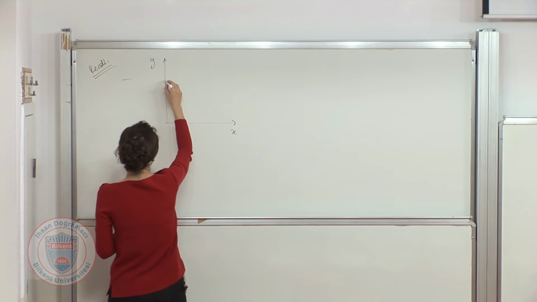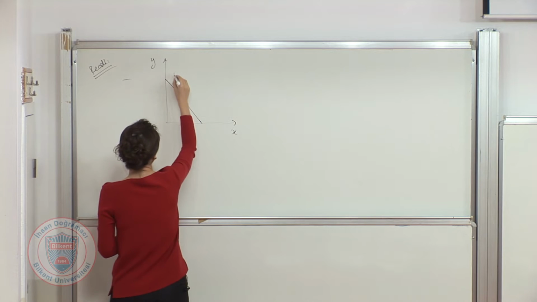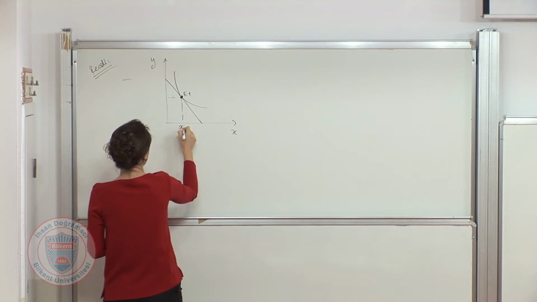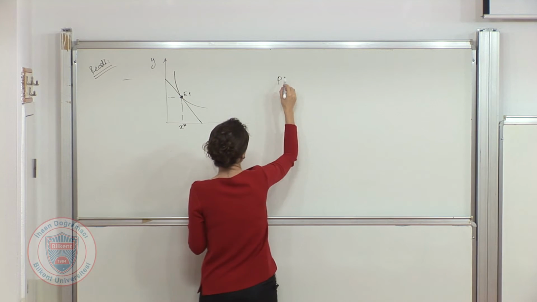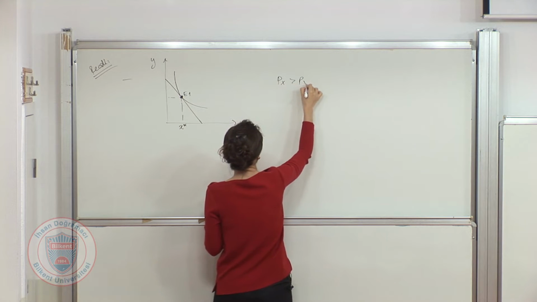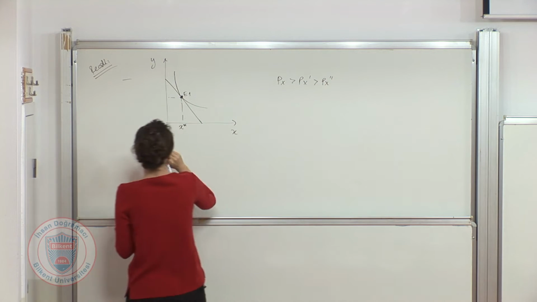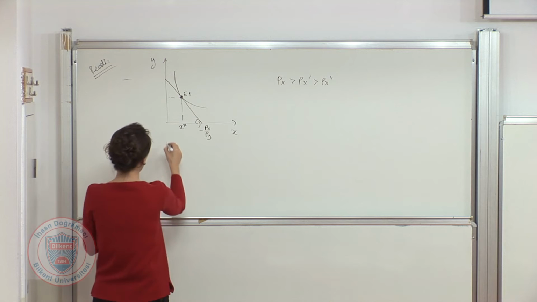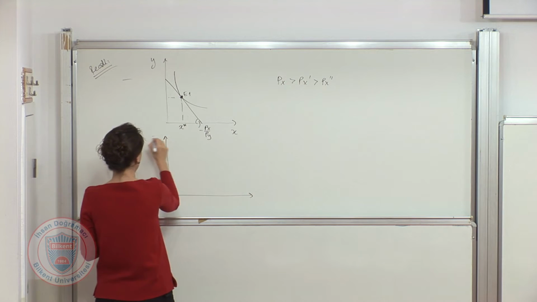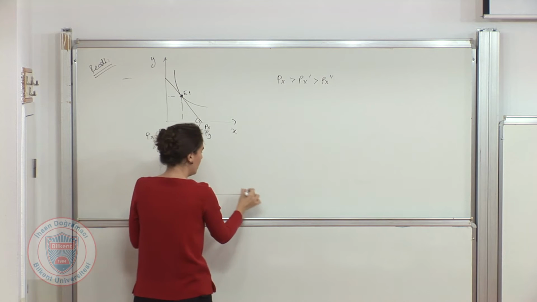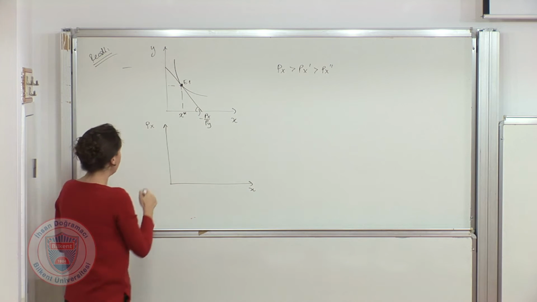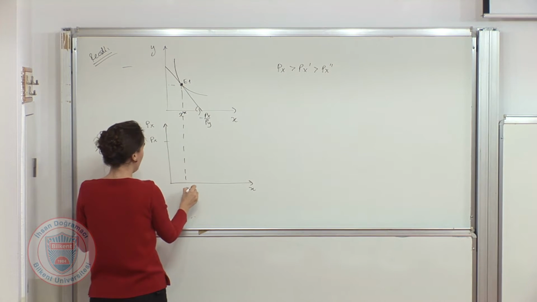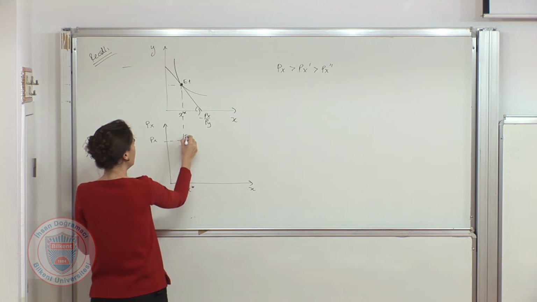Let's call this E1, and let's say X star. Suppose I keep decreasing price, so Px is greater than Px prime, greater than Px double prime. Suppose price is Px here. We were trying to derive the demand curve, which gives us the relationship between price of X and X. When the price is Px, the optimal amount is X star, so we called it E1.